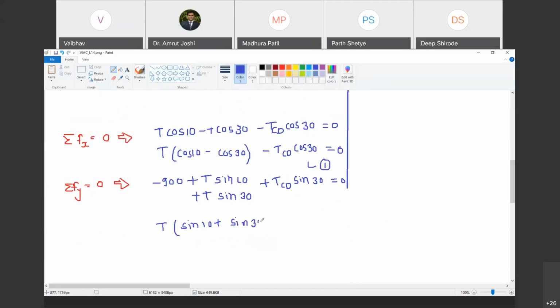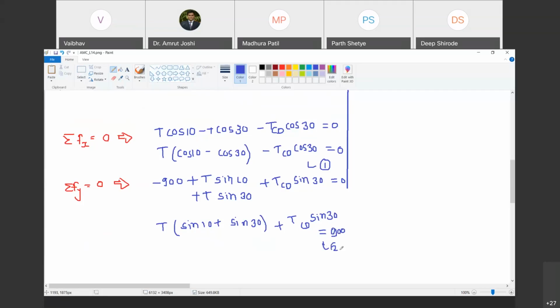Are you with me? Yes, sir. Plus T CD sine 30 equal to 0. I can write this as equal to 900. Equal to 900. Okay. So this becomes equation number 2.